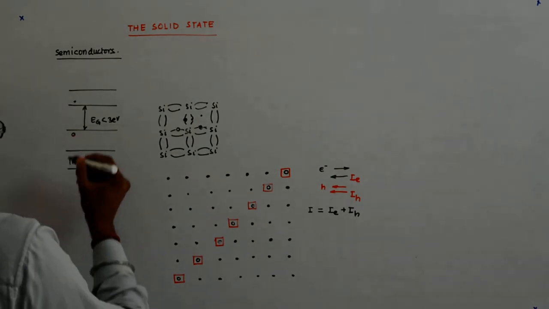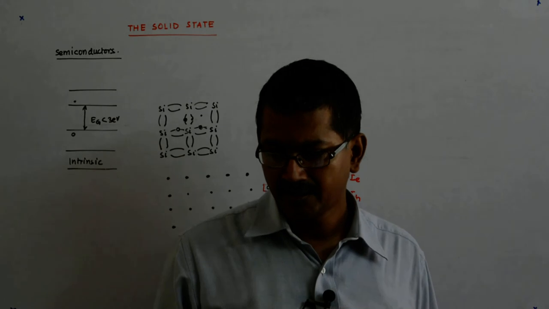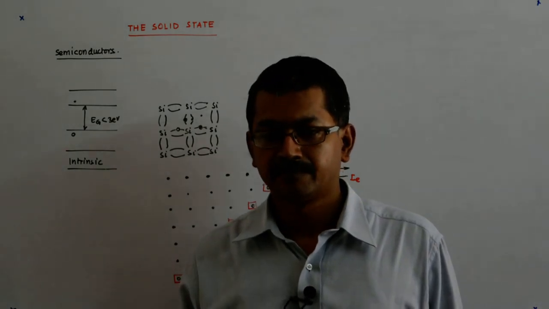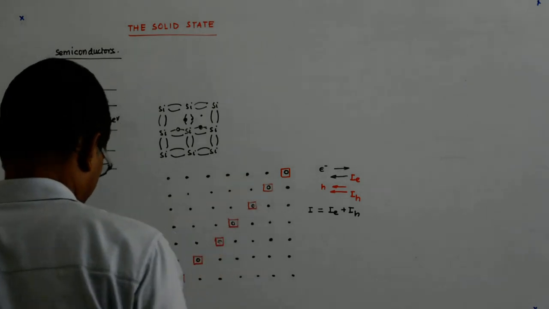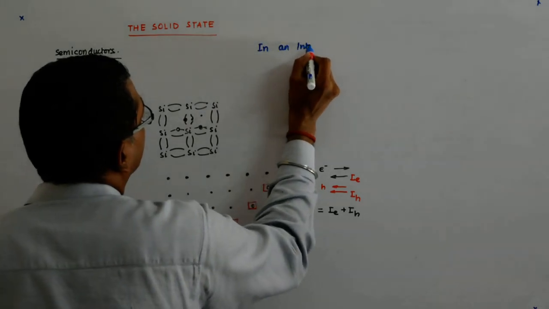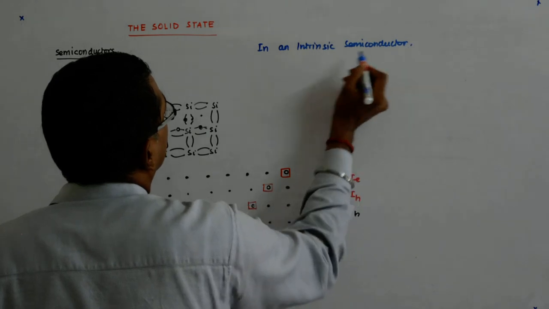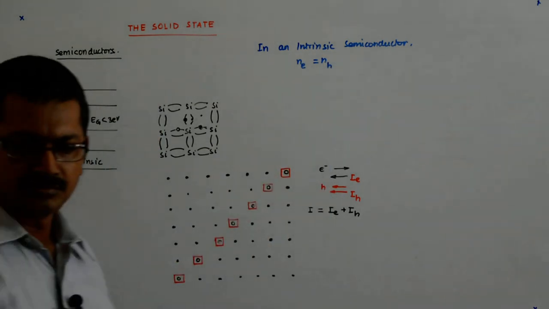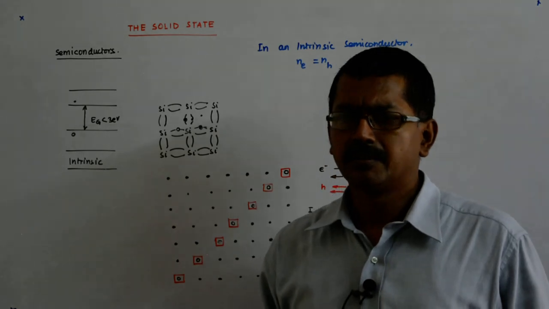Now what happens in an intrinsic semiconductor? There will be as many electrons as there are holes. Why? Because a hole is a result of an electron jumping from the valence to the conduction band. We understand that? So in an intrinsic semiconductor, the number of electrons per unit volume is equal to the number of holes per unit volume. Okay, we are not bothered by absolute numbers. Per unit volume is what will affect it. We will soon see.